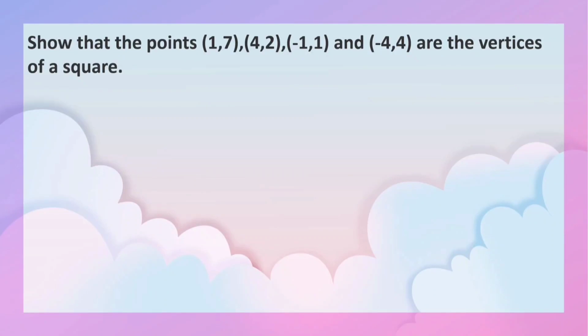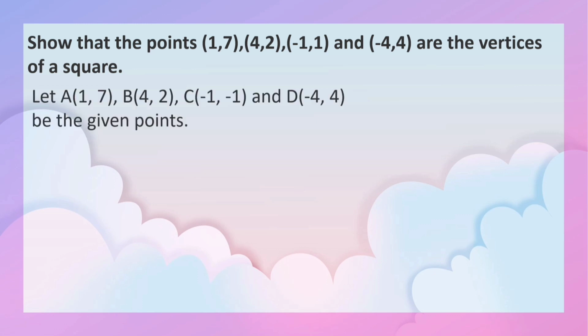Show that the points (1, 7), (4, 2), (-1, -1) and (-4, 4) are the vertices of a square. What is a square? In a square, all the four sides are equal and the diagonals are also equal. We have to prove that one.